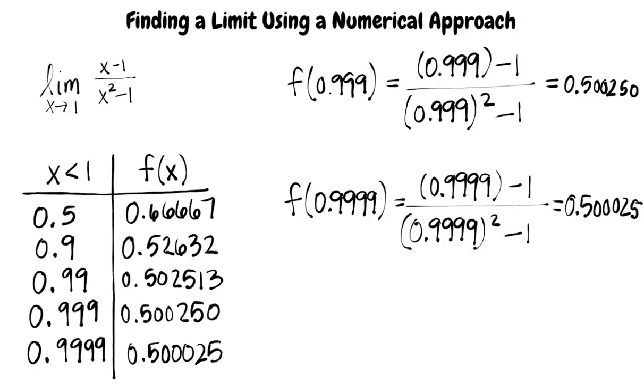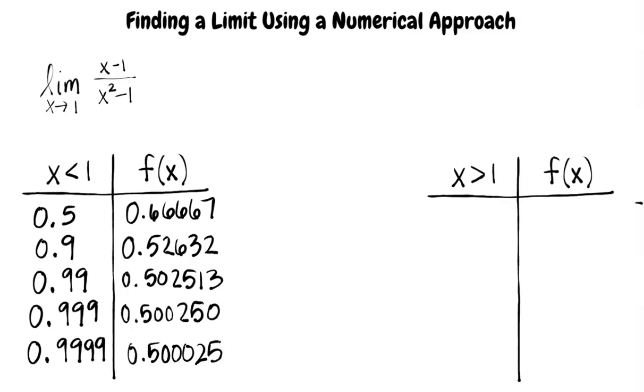Now let's make another table. This time we will approach 1 from the right side, or when x is greater than 1. We will use the x values of 1.5, 1.1, 1.01, 1.001, and 1.0001. We will not go through every substitution step, but I encourage you to do it independently and check your answers with the ones we provide.